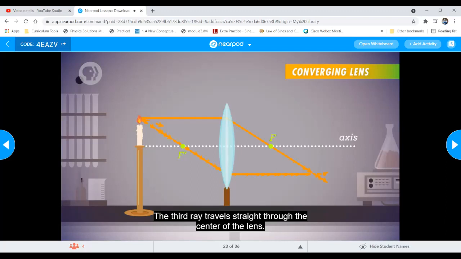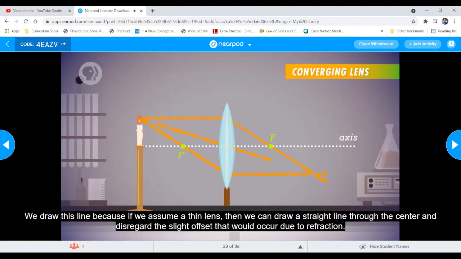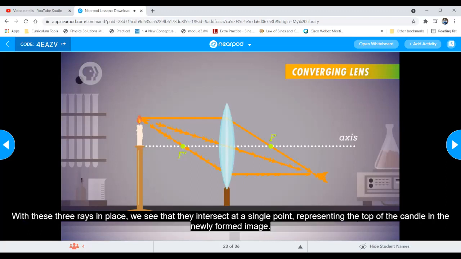The third ray travels straight through the centre of the lens. We draw this line because if we assume a thin lens, then we can draw a straight line through the centre and disregard the slight offset that would occur due to refraction. With these 3 rays in place, we see that they intersect at a single point, representing the top of the candle in the newly formed image.